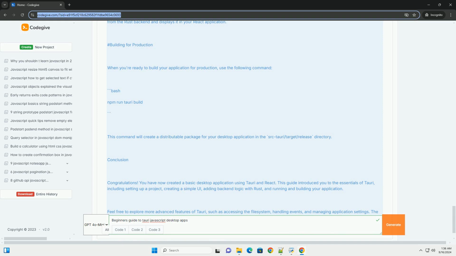Overall, Tauri is an excellent choice for beginners looking to create desktop apps with modern web technologies while maintaining performance and security.